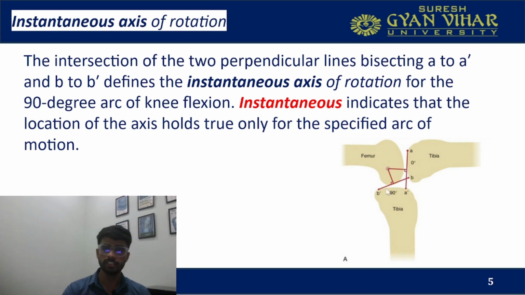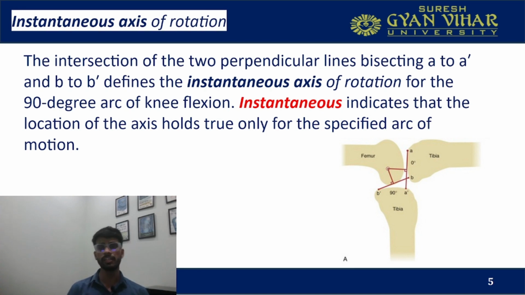After making these two lines, we have to draw a perpendicular line from both of these lines. We have to draw perpendicular line. As you can see here, this is a perpendicular line, this is a perpendicular line, where at the point where these two lines will bisect will indicate the instantaneous axis of rotation, which means that instantaneous indicates that the location of axis holds true only for the specified arc of motion.